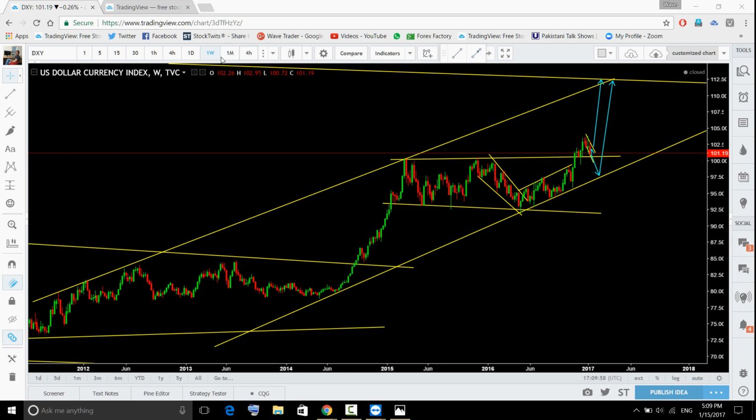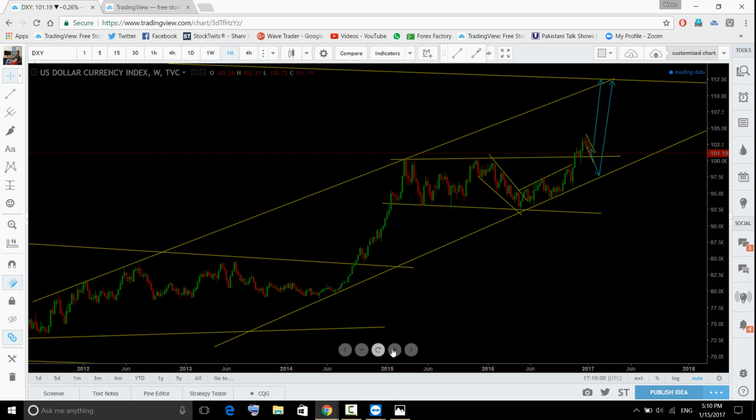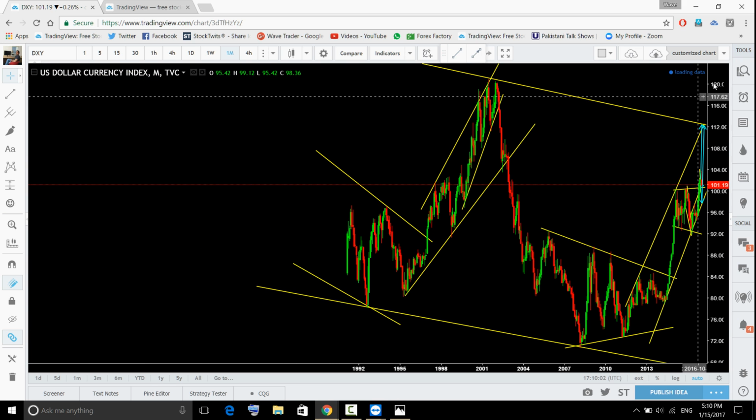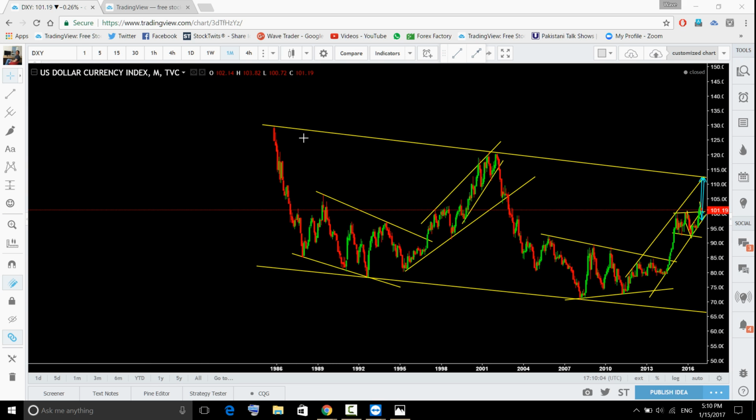The previous high for the dollar index was around 130, and we don't have enough data before that. So we are looking up to this trend line, around 110, or between 115.